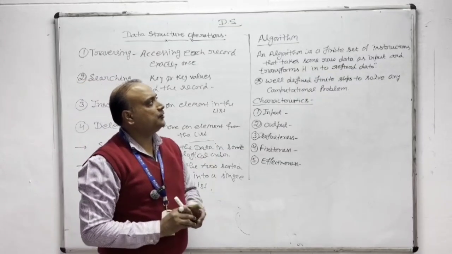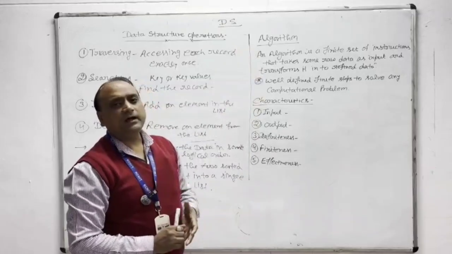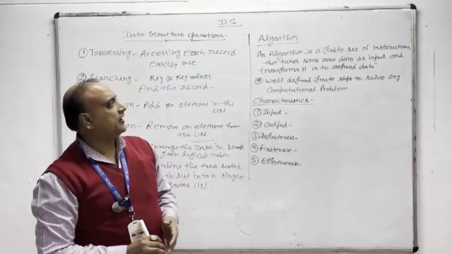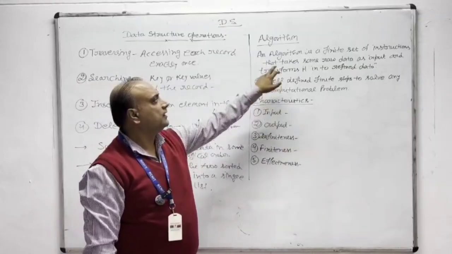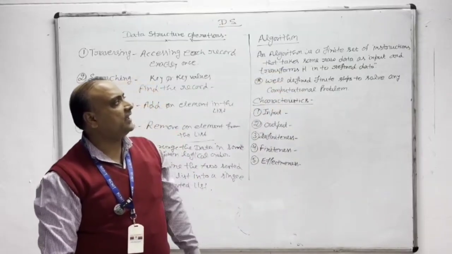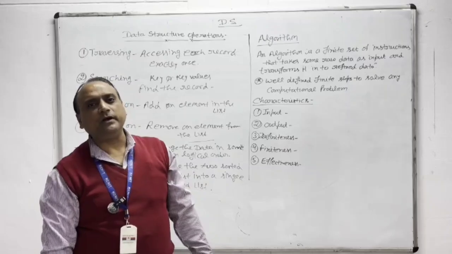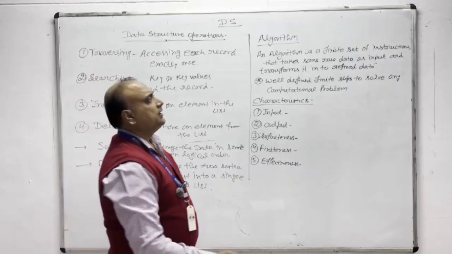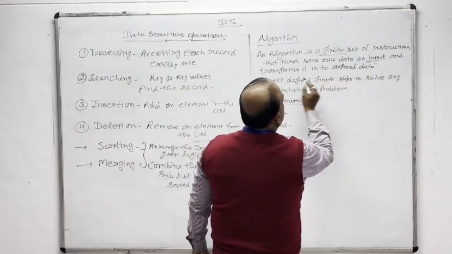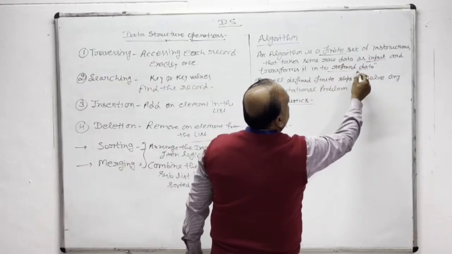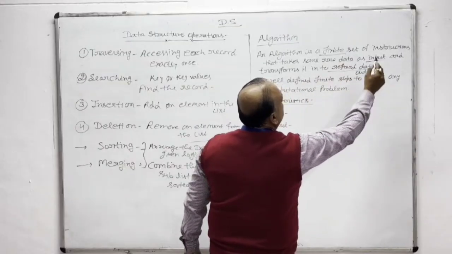Now we know about what an algorithm is. If we define an algorithm, basically an algorithm is a finite set of instructions that takes some raw data as input and transforms it into refined data. Here basically there are three words: finite, input and refined data, which is also called the output.